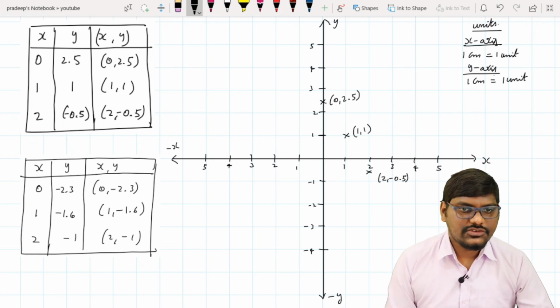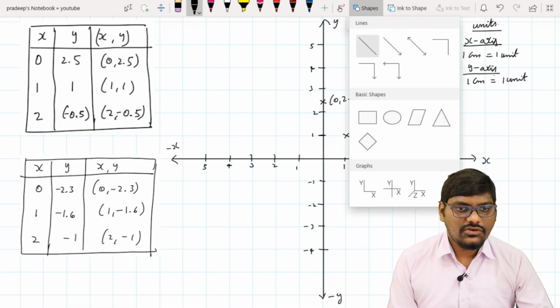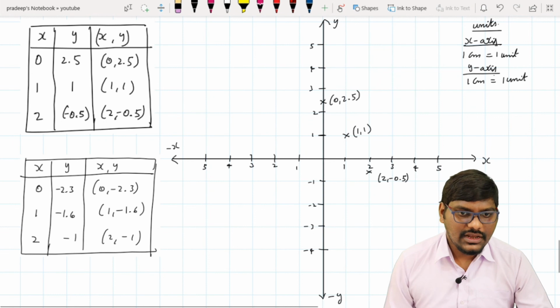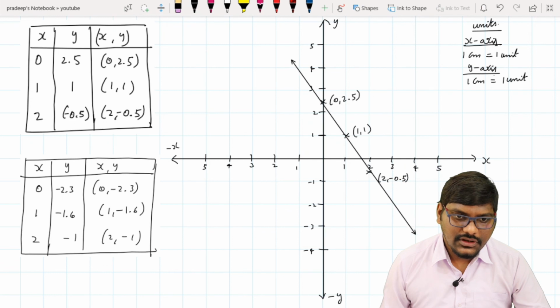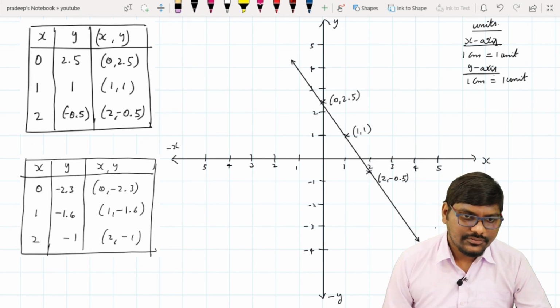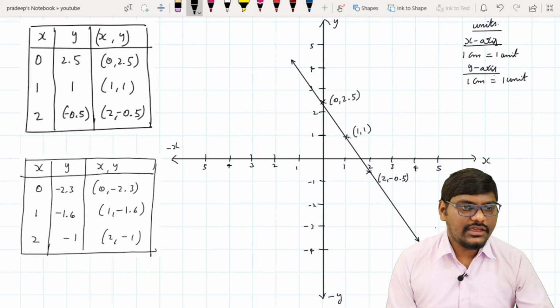So now let's try to draw the line over here for this one. So I can take the line and I will draw this. For this we are getting the approximate line, so we are getting it like this. Okay, so this is the first line. For the first equation, this is the first line we are getting.